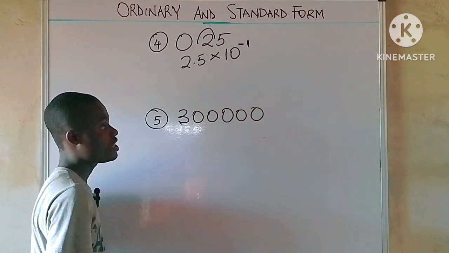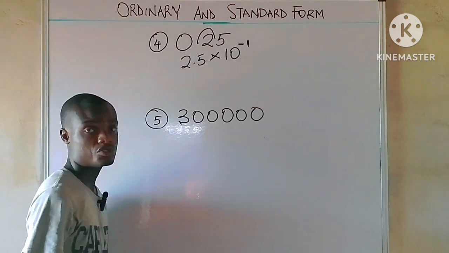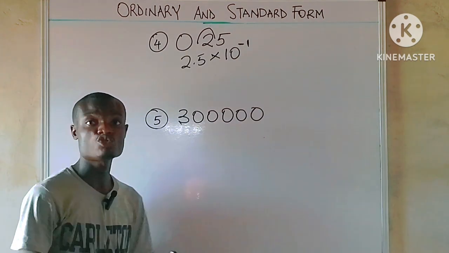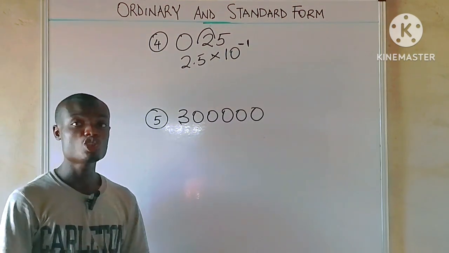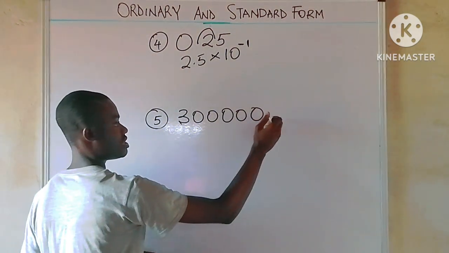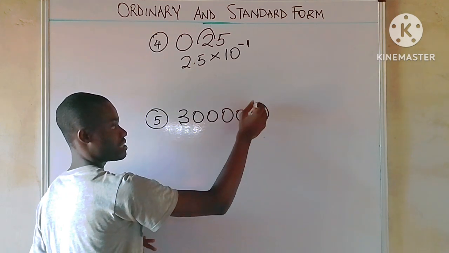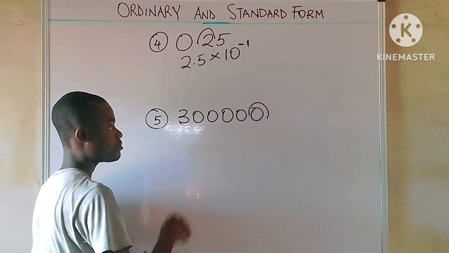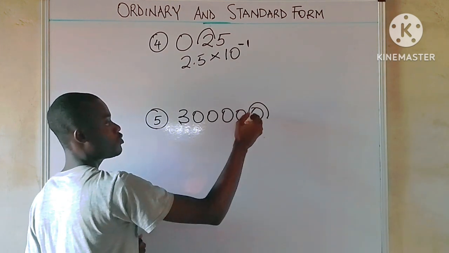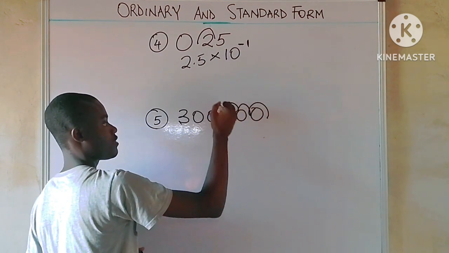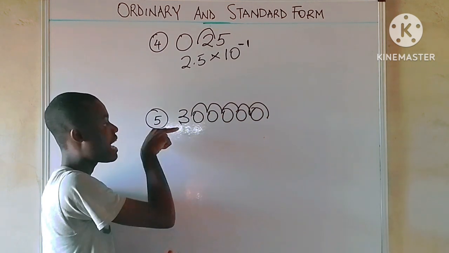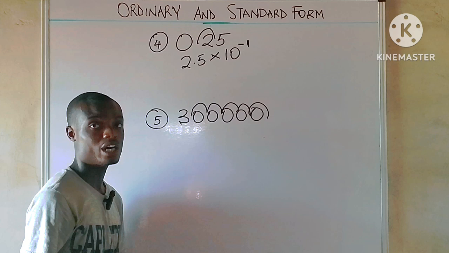In our 5th question, we have 300,000. And recall, like we said, when you are given a number and there's no point being shown on that number, just know that there's a decimal point at the end. So we have a decimal point here. So I move my decimal point once. When I move it once, I have 30,000. 30,000 is not between 1 and 9. So I'll keep moving, 2, 3, 4, and then 5. When I move it the 5th time, I have 3, which is a number between 1 to 9.